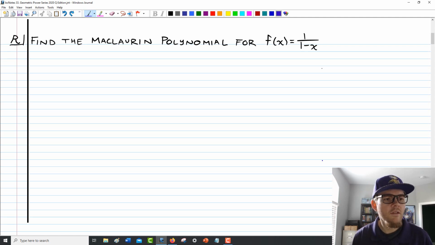So right here, I put a little r up here. If you are wondering why that's there, is that a joke? I'll count it as one. If you're wondering why that's there, it stands for review. In a sense, we're going to use this as a method of reviewing the techniques we've used up to this point to generate a Maclaurin polynomial.